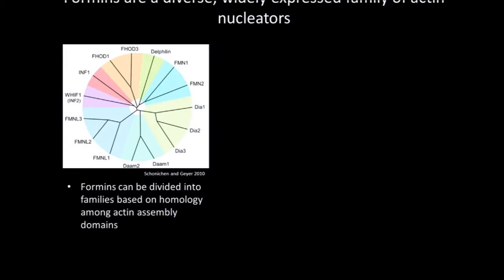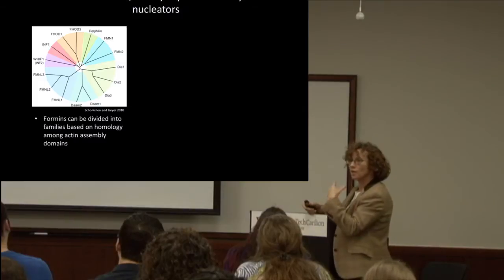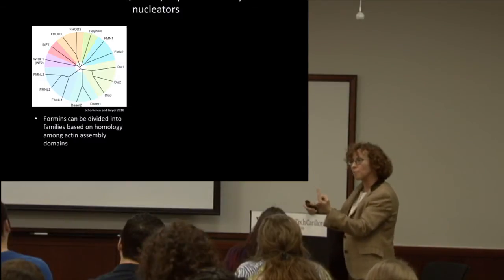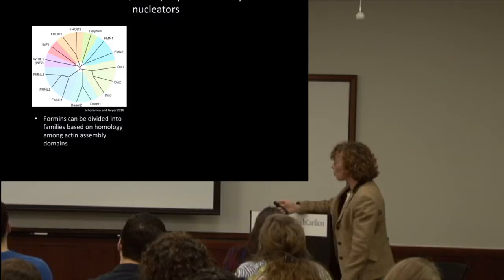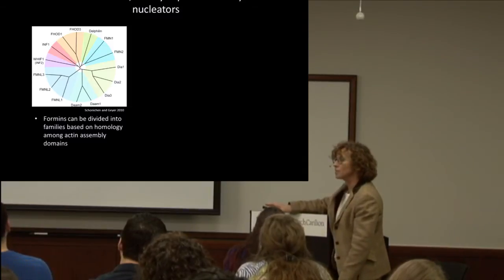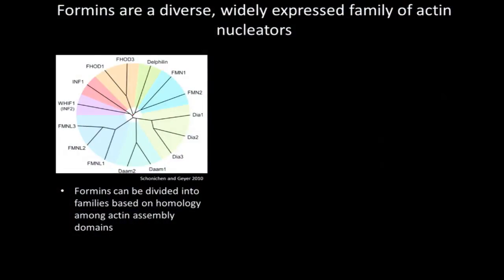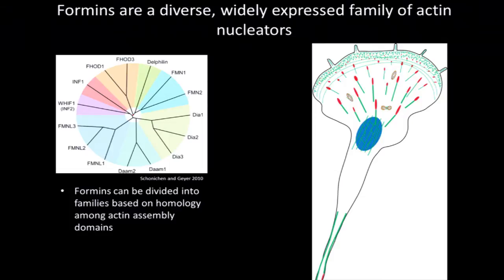So formins are this... ARP2/3, there's only one of. There are no isoforms. There aren't related family members. There's one ARP2/3 complex. Formins are a much more complicated class of actin nucleating proteins. These are the ones that are in the human genome, and there are lots of splice isoforms even of them. Okay, so it's a large family of actin nucleators, and what Colleen is interested in is who makes what.